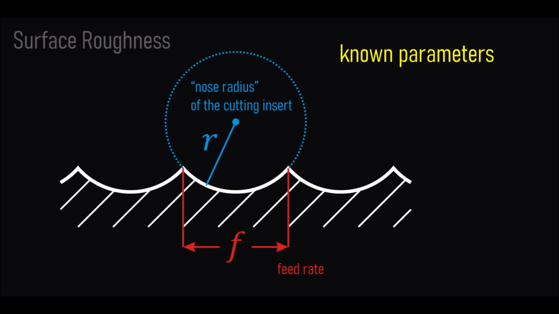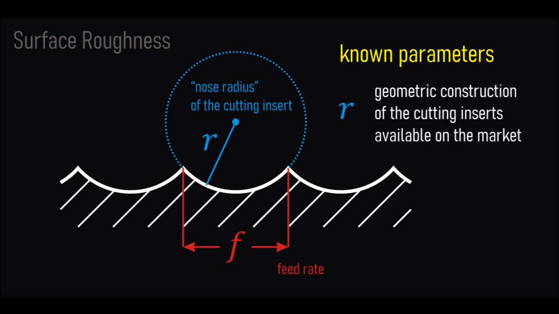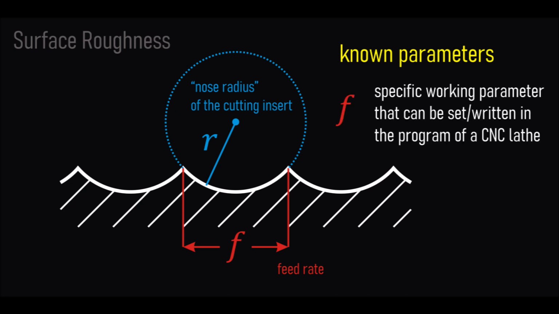R and F are the known parameters. The radius R depends on the geometric construction of the cutting inserts available on the market. So, we can consider it as a fixed parameter. The feed rate is instead a parameter which we are free to choose for each specific machining process, as it is an input value that the metalworking lathe requires.